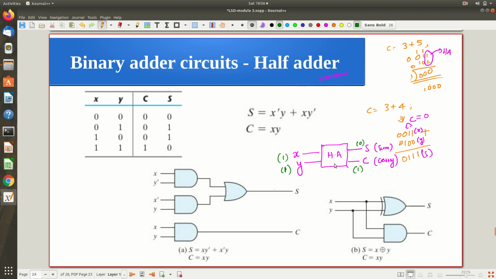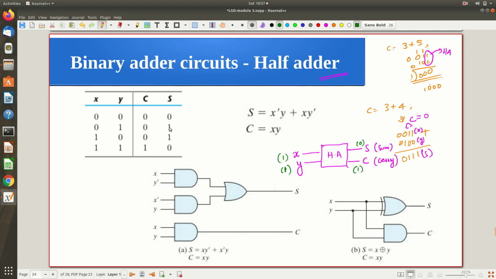Depending on the type of input you are feeding, it will react. When it is 0 0, the sum is 0, carry is 0. For 0 1, the sum is 1 and there is no carry. For 1 0, sum bit is 1, carry is 0. But for 1 1, sum bit is 0 and carry is 1. This basic addition concept is clear, because in the first module you already saw hexadecimal addition, BCD addition, binary addition, everything. So the binary addition is clear now. We are just looking at the circuit design part, for which we are seeing the truth table like this.